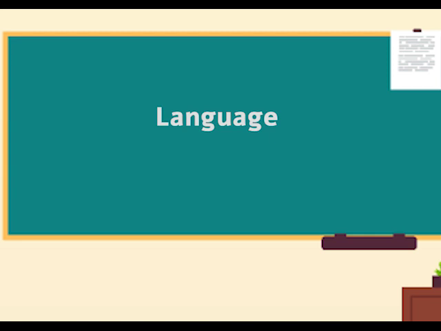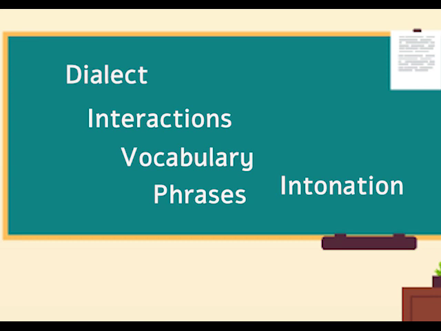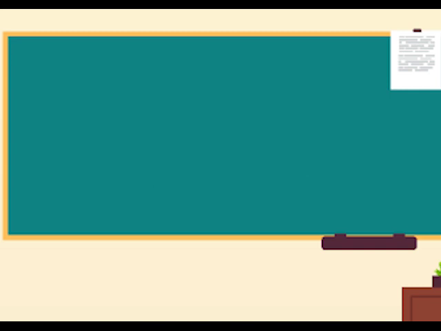Language. Language operates on many levels. We should consider what is both spoken and also unspoken, because silence can be as powerful as words and phrases. We need to think about the dialects that may be used. How do the characters interact with each other? It's through that language, the vocabulary, the phrases, the intonation, that the writer or the playwright's ideas are given life and communicated to us.